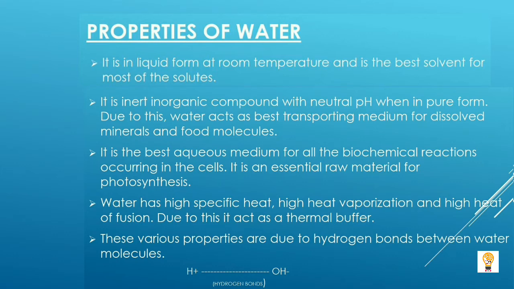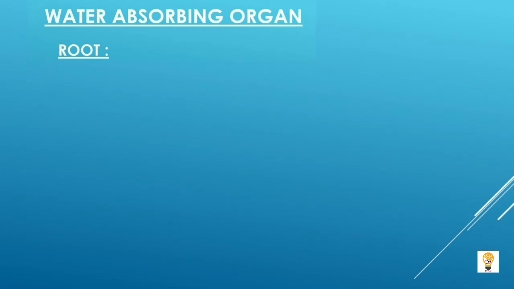Then next, these various properties are due to hydrogen bonds between the water molecules. Now you are going to ask me, ma'am, what are hydrogen bonds? A hydrogen bond is a chemical bond where a hydrogen atom combines with an electronegative substance. For example, if an H plus ion forms a bond with an OH minus ion, the bond formed between both ions is called a hydrogen bond. Okay, clear with this?